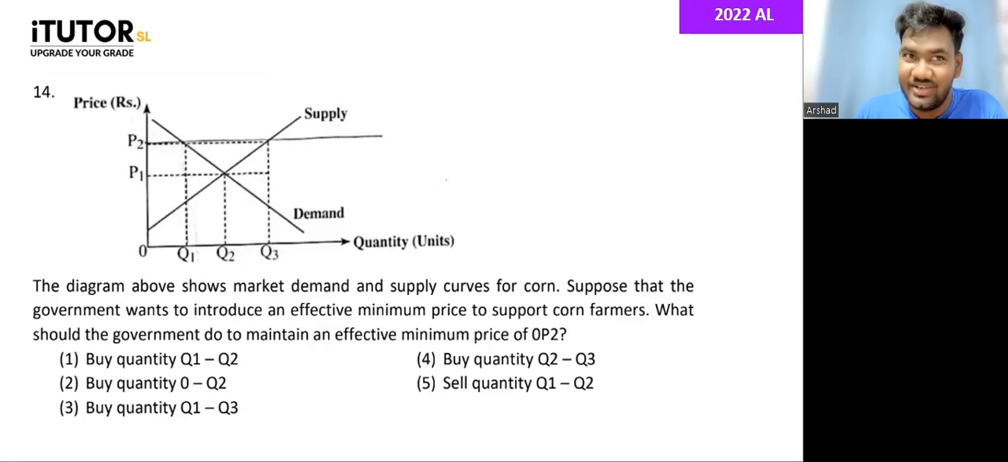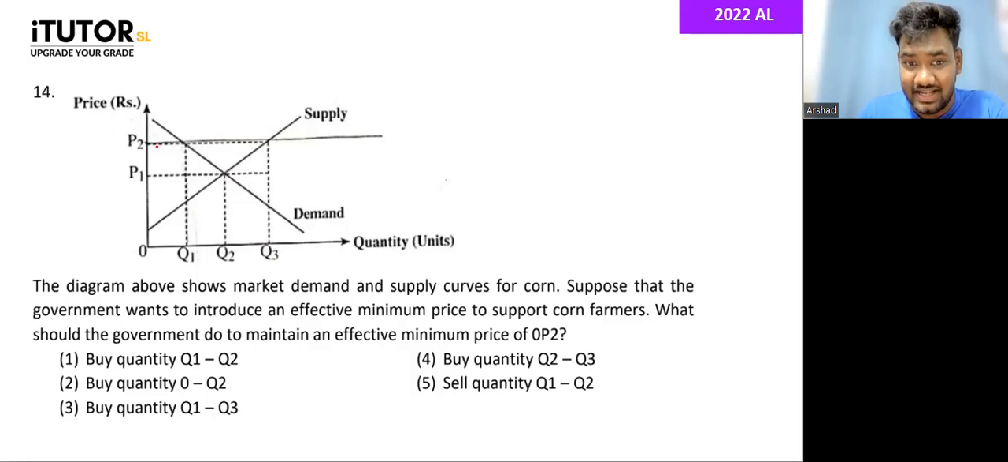Okay, I will not support you in this. Can you at least, for the last MCQ, give me an answer? Initial equilibrium was P1. They put a minimum price of P2. Now they want to make it an effective minimum price. I said if it's effective, they have to further intervene. So what should they do? Give me an answer. Buy Q1 to Q2, buy O to Q2, buy quantity Q1 to Q3, buy quantity Q2 to Q3, sell quantity Q1 to Q2. What should they do? If you have not fallen asleep, give me an answer. This is the last MCQ of the 2022 A-level paper. So what should they do, guys?